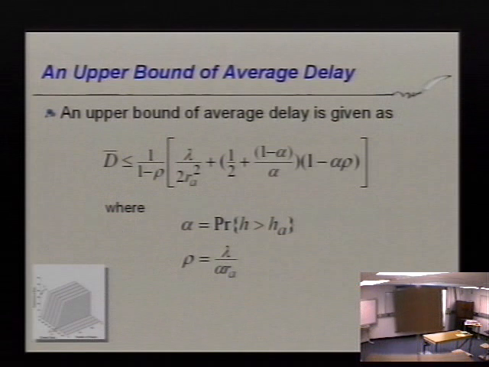Where is the buffer here? Actually, we do not use a buffer here. We assume the buffer is infinite. When we use a finite buffer, the average buffer delay is always less than this upper bound. Right?